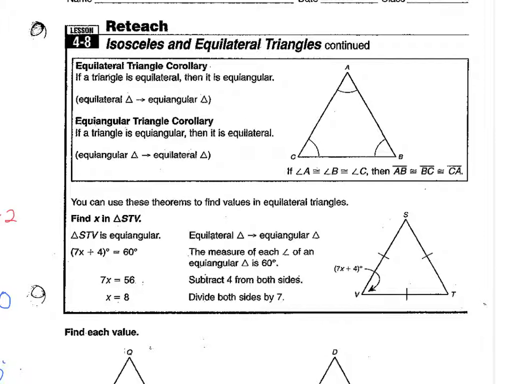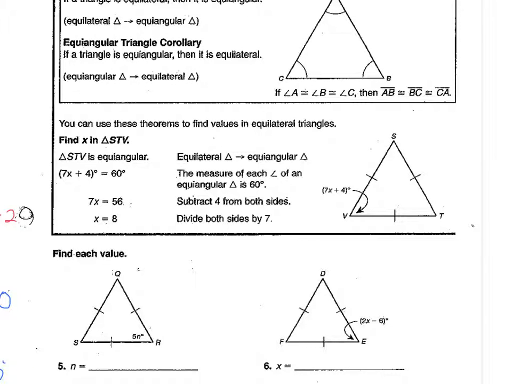On the example, it says you can use these theorems to find the values of equilateral triangles. Here, they're only giving you one angle. They're saying angle V is 7x plus 4. But what do we know about this triangle if they're saying that it's an equilateral triangle? What do we know about angle V?